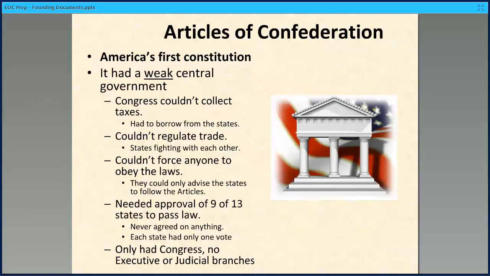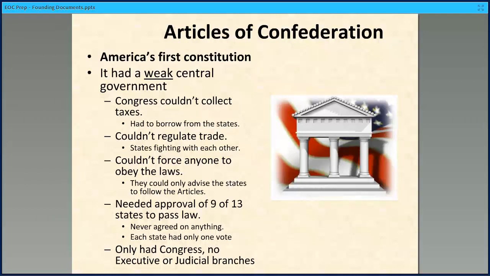Finally, in order to get any laws passed, you needed to get at least 9 of the 13 states to pass the law. Especially given the differences between northern and southern states, it was very difficult to get that many to agree on anything. So it was extremely difficult to pass a law.